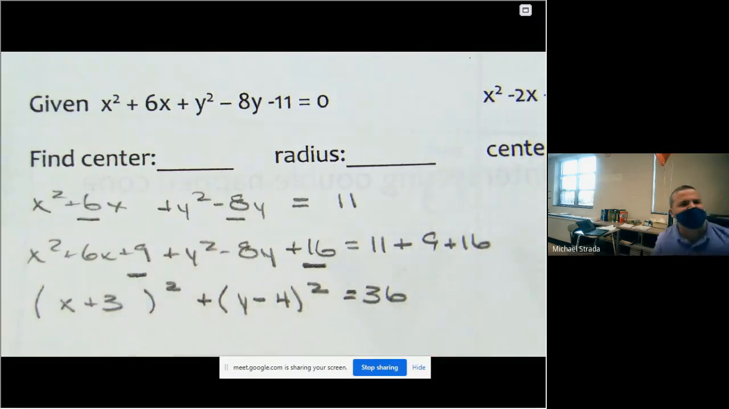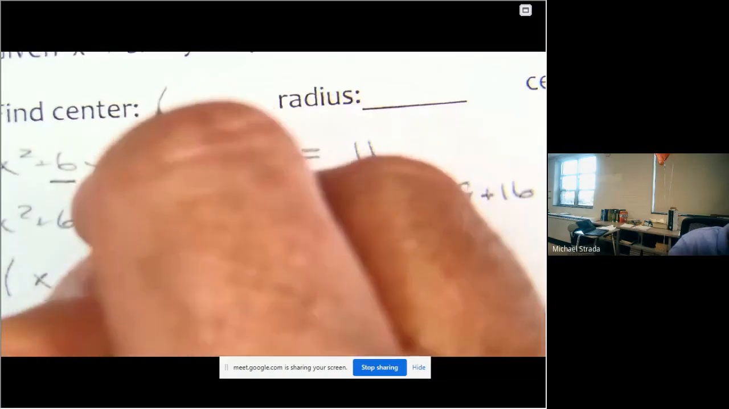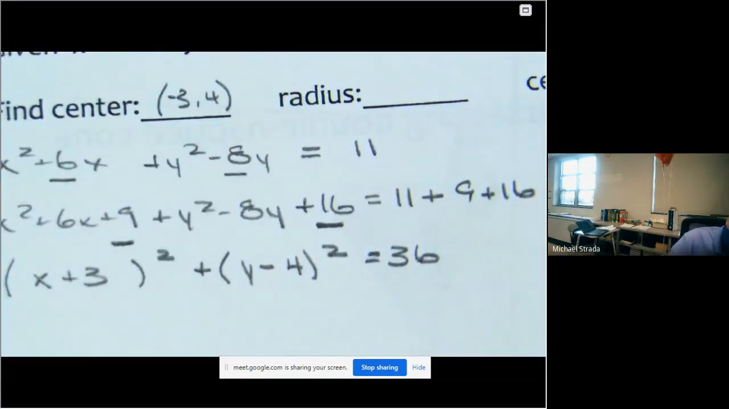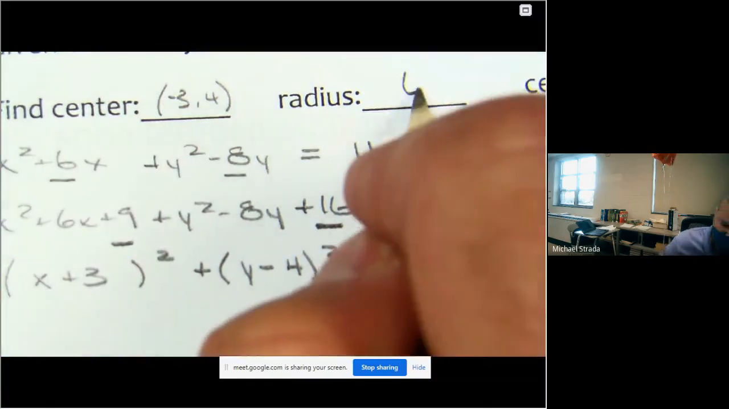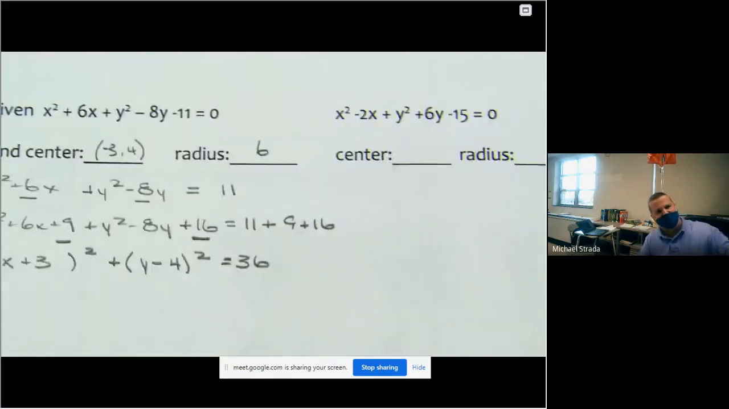You now have it in standard form. What's the opposite of positive 3? Negative 3. What's the opposite of negative 4? Positive 4. (-3, 4) is your center. Your radius, don't forget, is the square root. What's square root of 36? Boom. Please work on the problem adjacent or next to it.